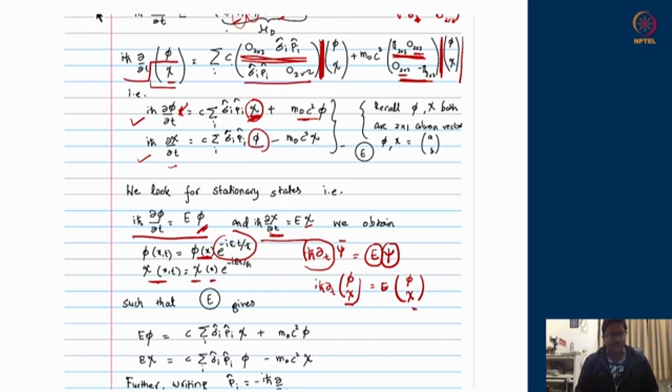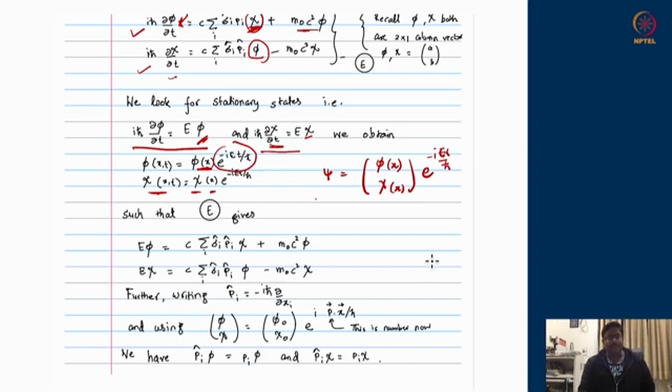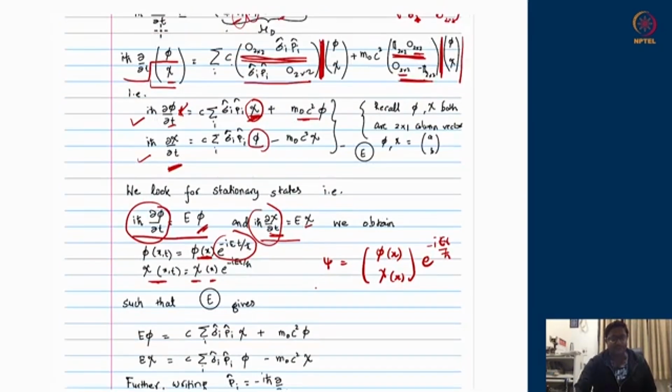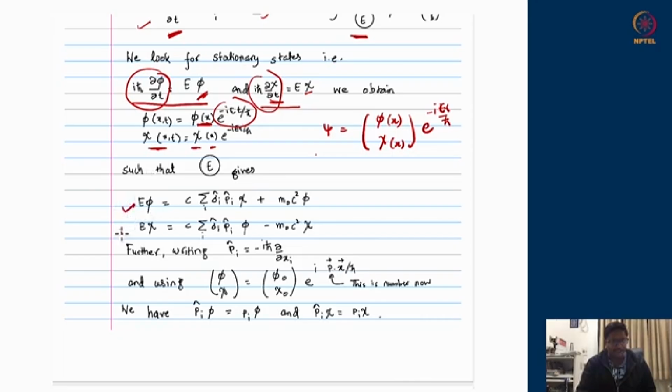Okay, so overall, if I want to write down the overall equation for ψ, the wave function ψ would be just φ of x and χ of x times e to the power minus iEt upon ħ. All right, and remember these derivative operators are appearing on the left side of the equation set. The equation set here has the temporal derivative of doublet φ and the temporal derivative of doublet χ on the left hand side. So if we are looking for a stationary state solution, the left hand sides of these equations will be replaced by Eφ and Eχ respectively, and the right hand side remains the same as it was.